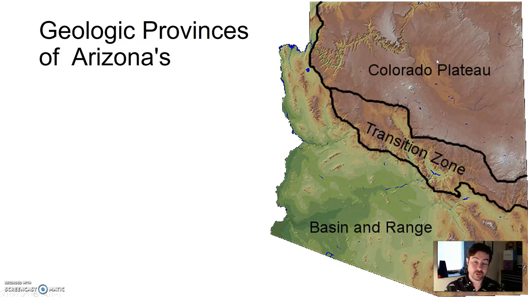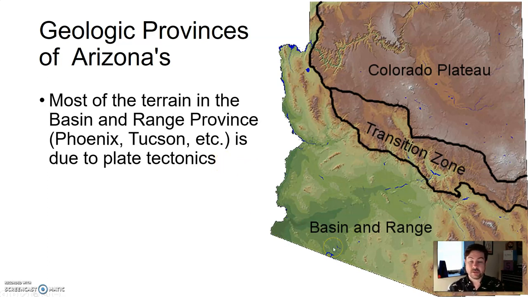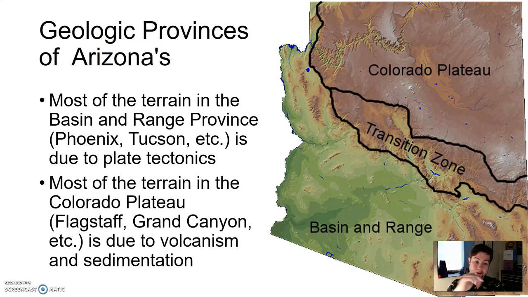The Colorado Plateau, a lot of what you see up there is either volcanism or tied to sedimentation, deposit of sedimentary material. And then the transition zones are the in-between of what occurred in the Basin and Range province versus what happened in the Colorado Plateau. Most of the terrain in the Basin and Range province, Phoenix, Tucson, etc., is due to plate tectonics, whereas most of the terrain up in the Colorado Plateau is due to volcanism and sedimentation.